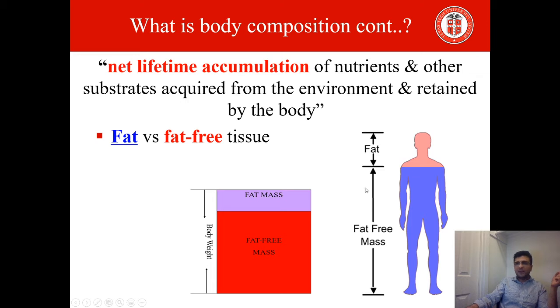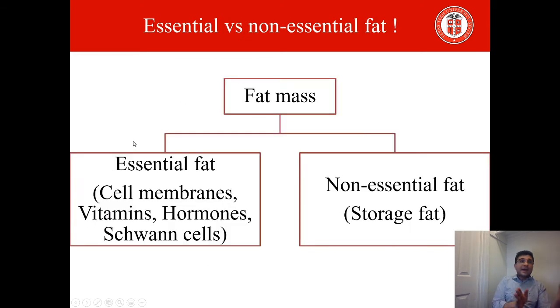We have used other colors here. Now let's concentrate on the fat mass. Fat mass is divided again into two components: the essential fat, which our body needs for its normal physiological functions, and the non-essential component. In the essential fat, we have the cell membrane, the lipid bilayer model, which we have been studying since high school.